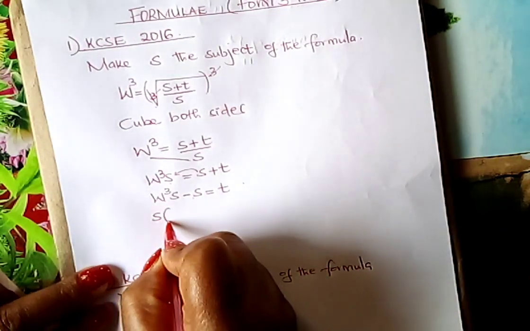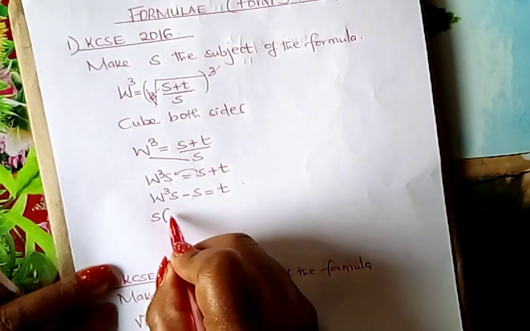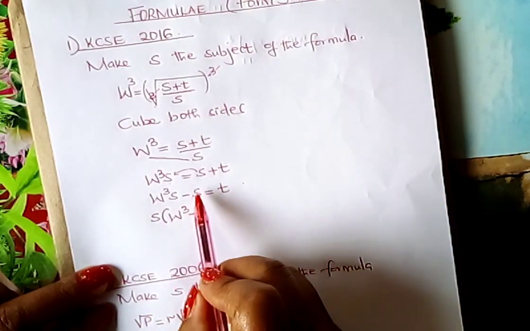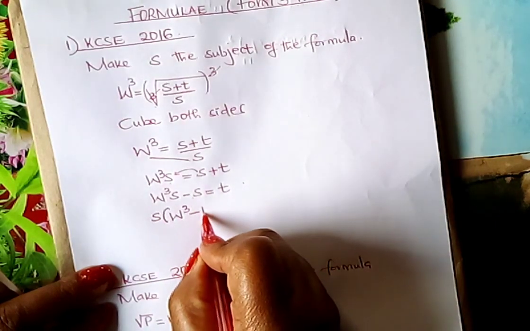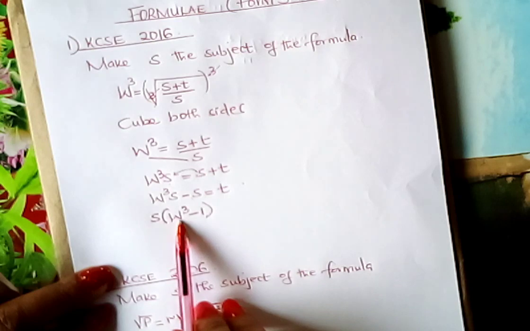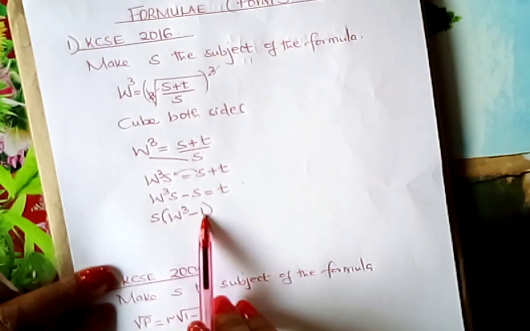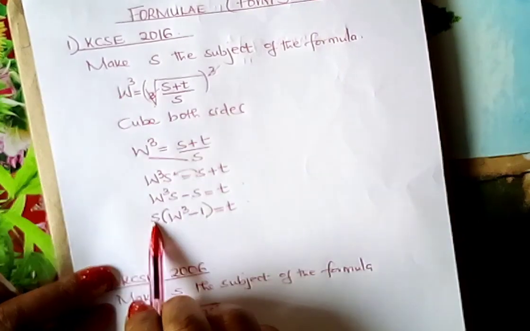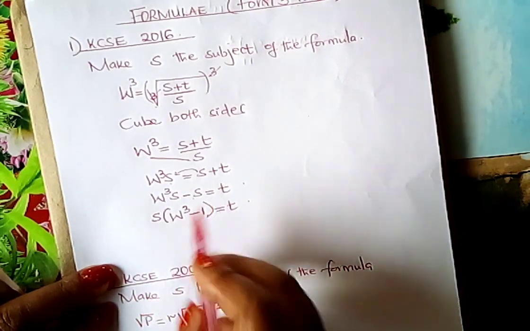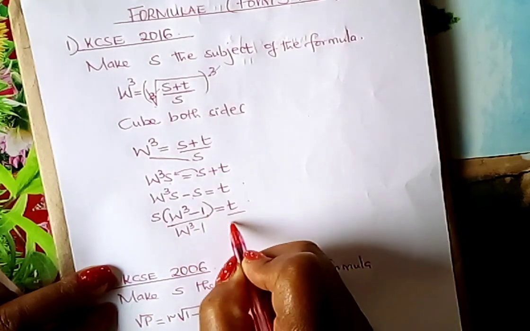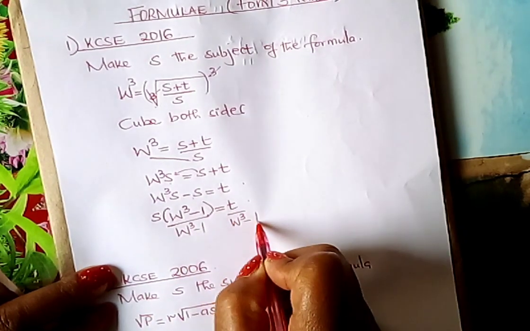Factor out S, learner. Factor out S from here. You'll be left with W cubed minus what? S divided by S gives you 1 there. This divided by this gives you W cubed. This divided by this gives you 1 is equals to T. And therefore, what is your S? Divide both sides with this bracket here. Divide by W cubed minus 1.